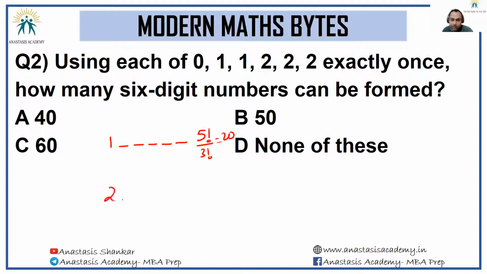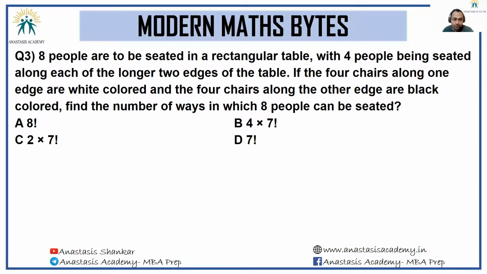The other case would be 2 followed by 5 blanks. And this time, once 2 is taken out, I'm left with 2 2s and 2 1s. So it will be 5 factorial by 2 factorial, 2 factorial, which is equal to 30. Altogether, I will get 50 cases. So option B.